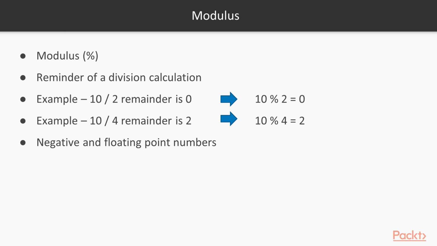The percentage character is used to represent modulus operations. The modulus operation evaluates the remainders of a division calculation. For example, the remainder of 10 divided by 2 is 0, because the number 10 divides into two parts with no fraction parts remaining. However, 10 divided by 4 does not divide into 4 parts without a remainder. It divides twice with 2 remaining. And this is how we express it in Java. The modulus operator can also be used with negative numbers and floating point numbers.